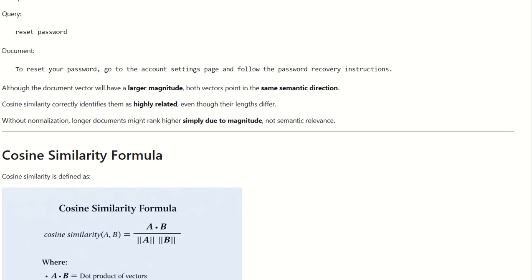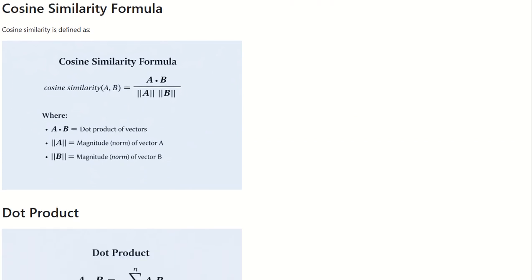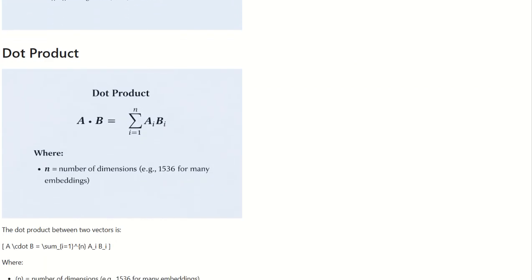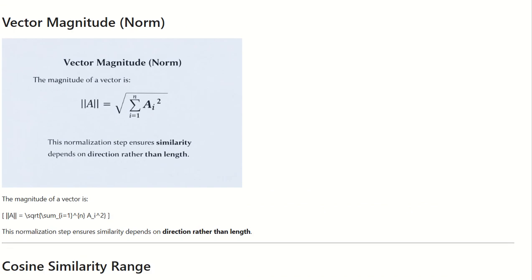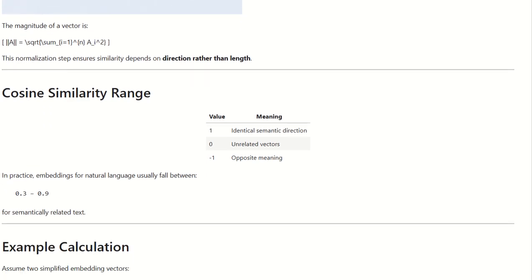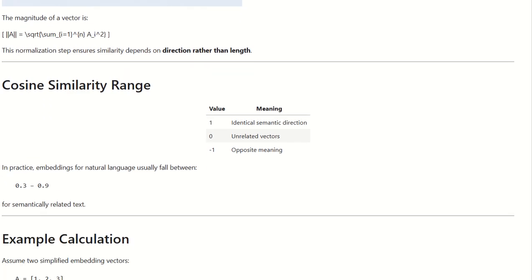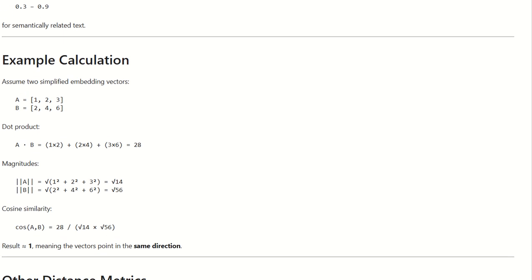We already discussed the cosine similarity formula. You can try it yourself in your notebooks by using Python or simple mathematical formulas. We already discussed these values: 1 is identical semantic direction, 0 is an unrelated vector, and -1 is the opposite meaning. So we can take a sample example calculation.